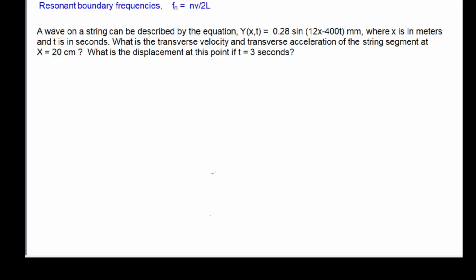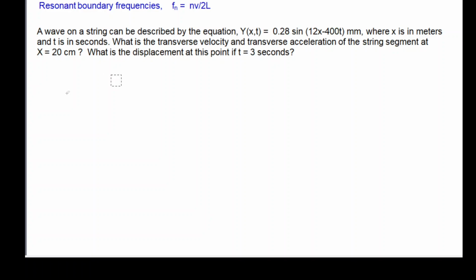Here's our first problem. A wave on a string can be described by the equation y of x and t equals 0.28 times sine of 12x minus 400t in millimeters, where x is in meters and t is in seconds. What is the transverse velocity and transverse acceleration of the string segment at x equals 20 centimeters? What is the displacement at this point if t equals 3 seconds?